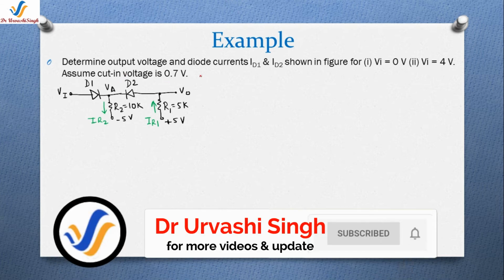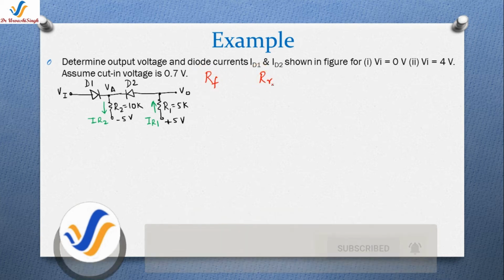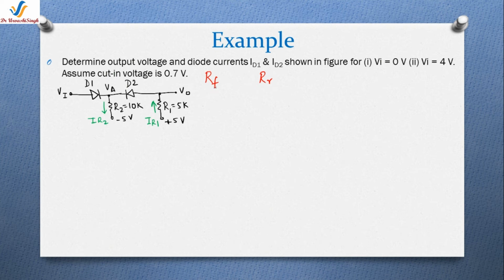Here you should note that it is not necessary to mention the forward bias resistance and the reverse bias resistance in the question. If it is not given, then we will take the forward bias resistance as 0 and the reverse bias resistance as infinity. Infinity means that we will take the diode as an open switch in the reverse bias mode, and in the forward bias mode we will consider only the cut-in voltage if it is given, and not the forward bias resistance.